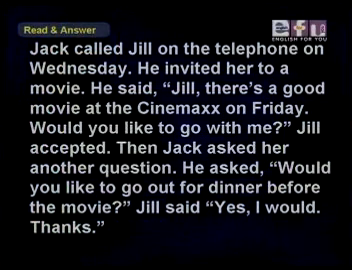Now, read the story and then answer the questions about it. Read and answer. Jack called Jill on the telephone on Wednesday. He invited her to a movie. He said, "Jill, there's a good movie at the Cinemax on Friday. Would you like to go with me?" Jill accepted. Then Jack asked her another question. He asked, "Would you like to go out for dinner before the movie?" Jill said, "Yes, I would. Thanks."